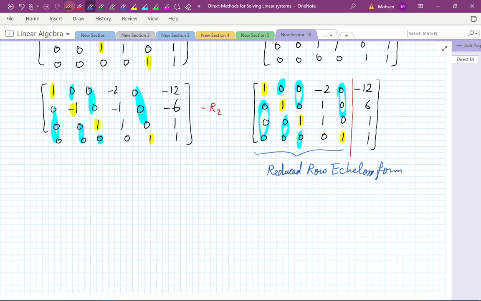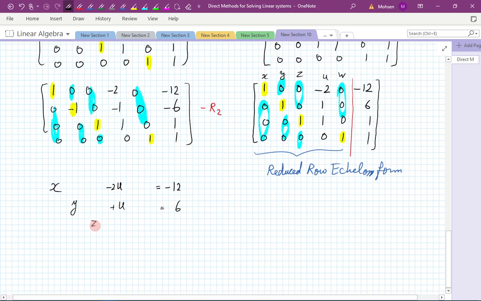Now, if we go ahead and write the reduced row echelon form, we see what's the significance of it. So this was x, y, z. What was this thing? U, W. So that reads x minus 2u is equal to minus 12. Next one reads x plus u is equal to 6. Next one reads z plus u is equal to 1, and next one reads w is equal to 1. So what do you think we should do with this thing?